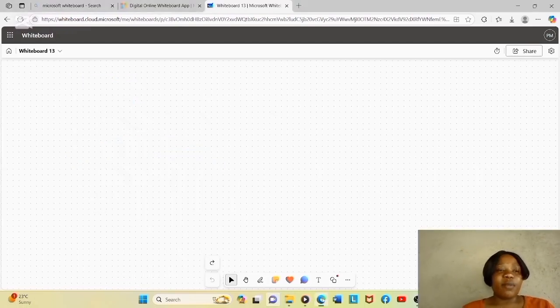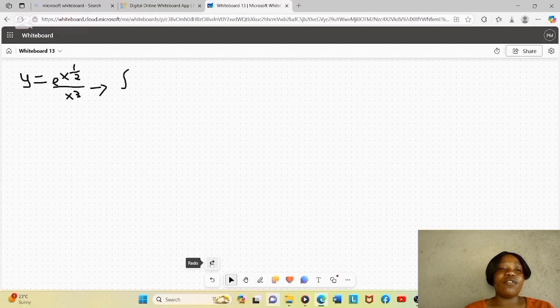Let's start with our first example. We're given y equals e raised to the power x to the power 1 over 2, all over x to the power 3. Since we're dealing with integration, we put the integral sign. Then we have e to the power x to the power 1 over 2 times 1 over x to the power 3 with respect to x. Then our next step will be the integral of e to the power x. Then we change 1 over 2, we write a minus 2, then we change 1 over x to the power 3, we write it as x raised to the power minus 3 with respect to x.